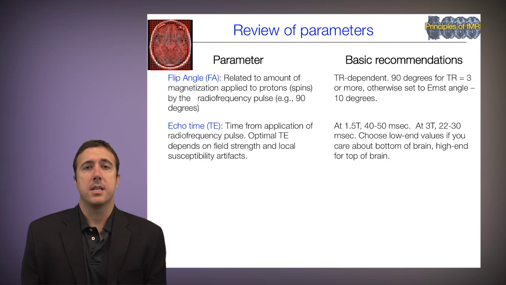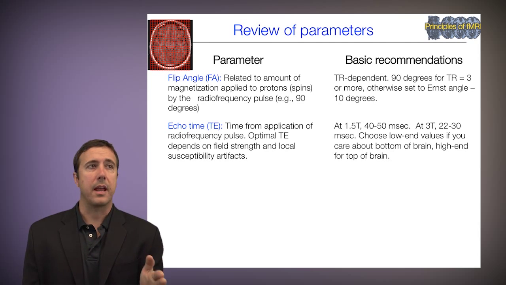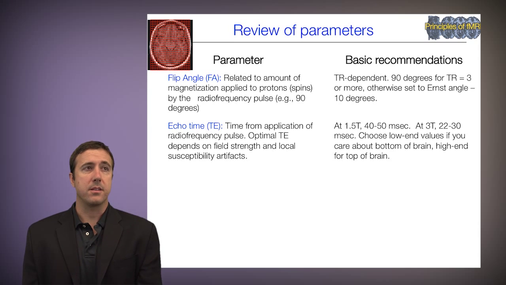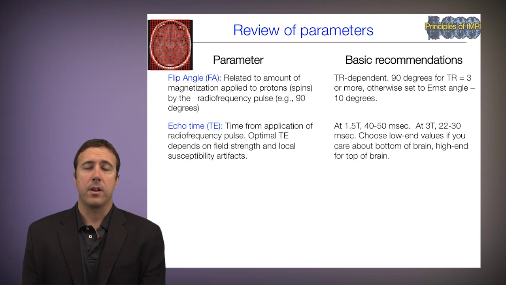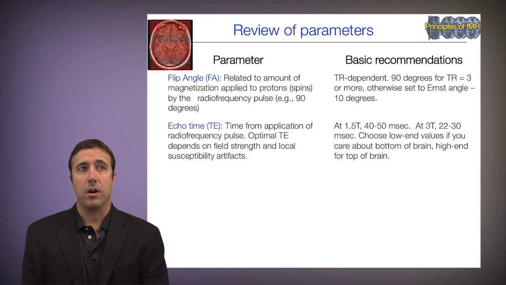Echo time is the time from application of the RF pulse in the image to the time that you read out. And the optimal TE depends on the field strength, but it also depends on the local susceptibility artifacts. And the way to think about the trade-off is, if there are high susceptibility artifacts, you want to lose signal in order to also reduce the artifacts. And a shorter TE is going to be better. This is true at the bottom of the brain. At the top of the brain, you have lower susceptibility artifacts, and you can go a little bit longer on the TE and still get really good signal, and then you get more signal strength too.